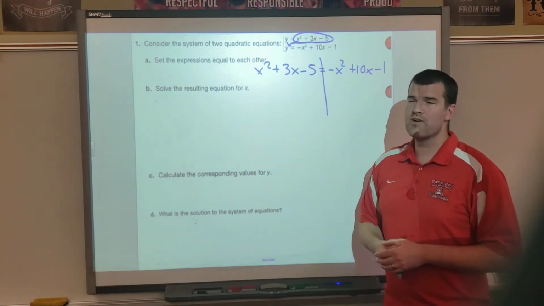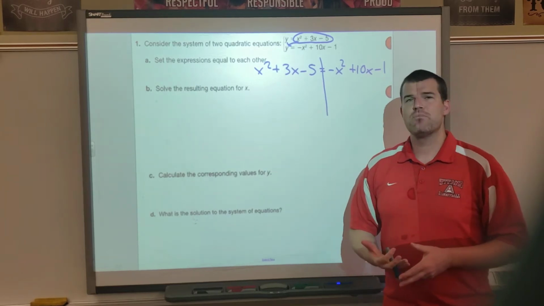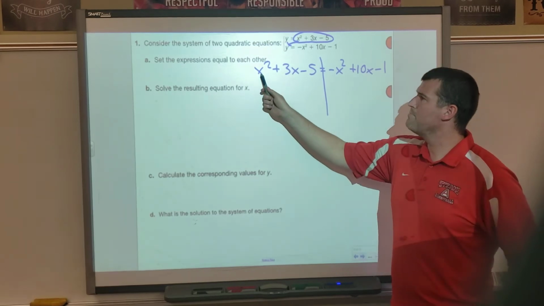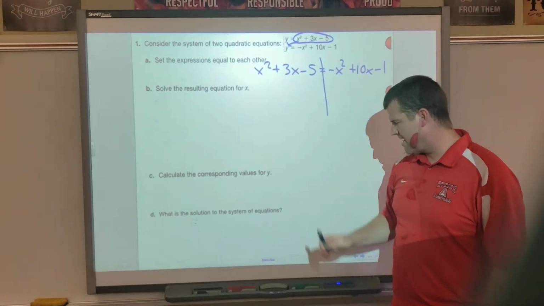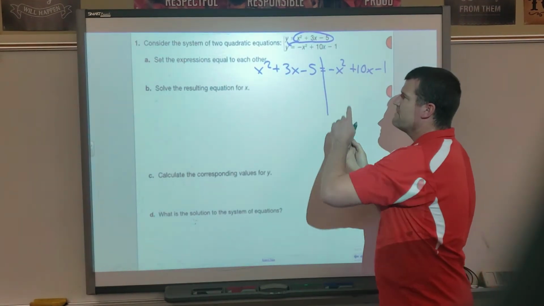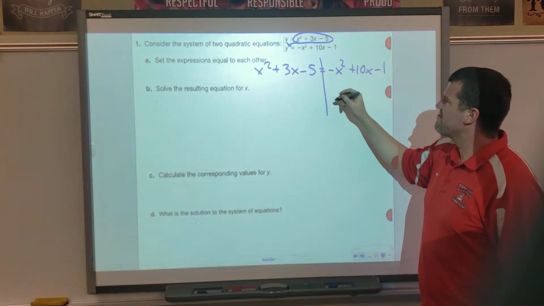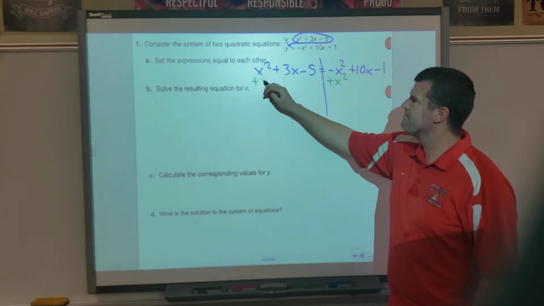Our goal is still going to be to get one side equal to 0. And I always want my x squared to be positive. So since this one's already positive, I'm going to keep it here and move this negative over to this side. Be careful. Some people will see x squared and negative x squared and try to cancel them. But if we need to move a negative x squared, we actually have to add x squared to both sides.